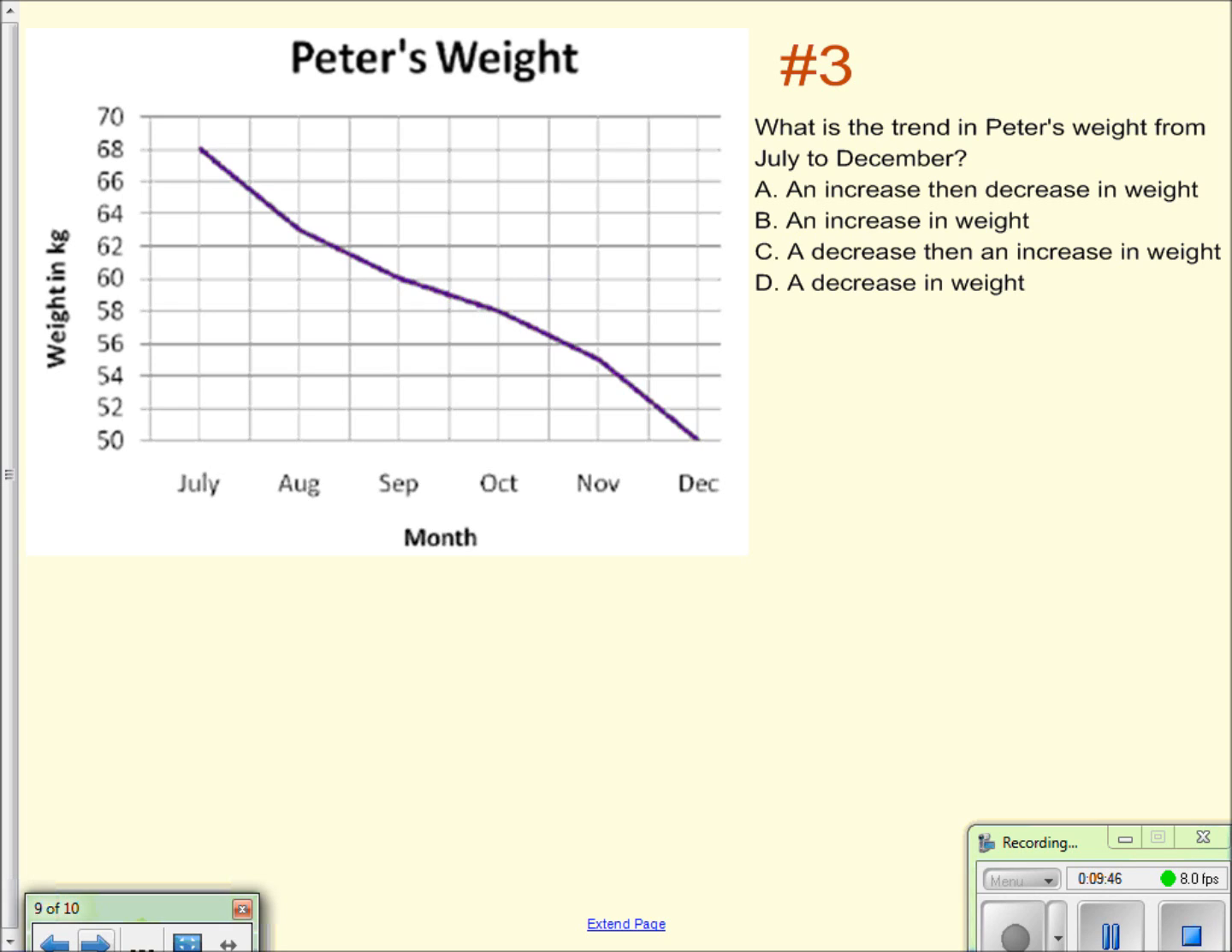We will talk about line graphs briefly tomorrow in class. If you have any questions, you may ask them then.